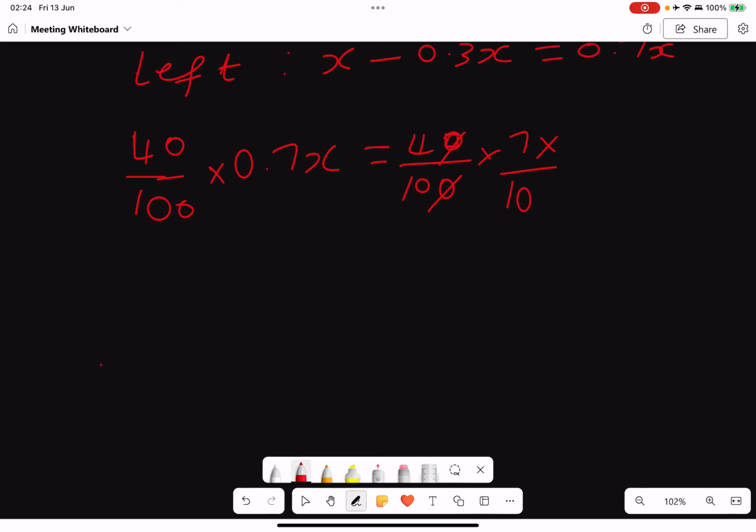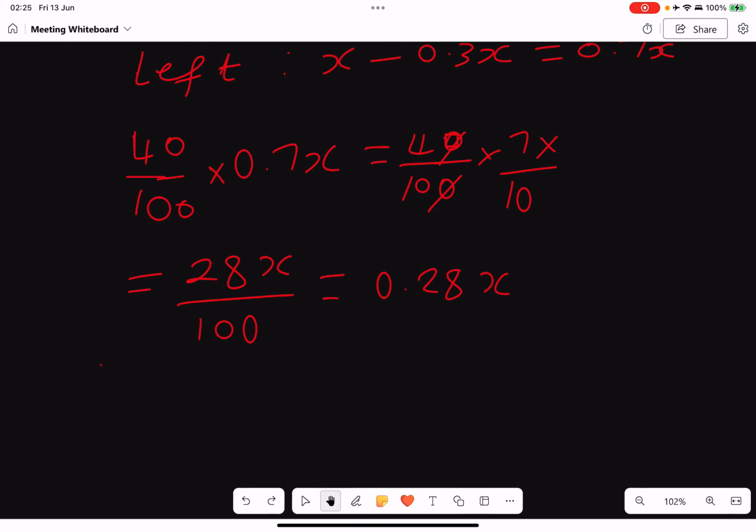We know that this will be 28 over 100, right? So that equals 28x over 100. And then what will that be? We need to move the decimal point twice, which is 0.28x. So this is the amount she's going to spend on the leftover, right?